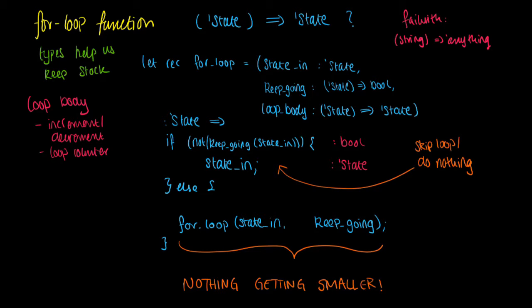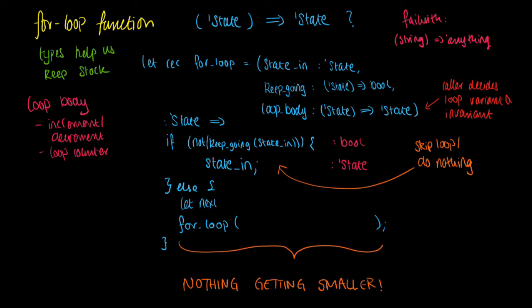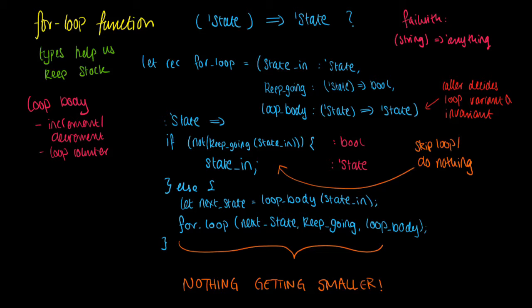It's up to the caller to ensure that the function loop body preserves the loop invariant and also make the loop variant smaller between state in and loop body of state in. So then we have let for loop of state in of type state, keep going of type state to bool, and loop body of type state to state, all returns a state, goes to if not of keep going of state in, then we have state in, otherwise let next state equals to loop body of state in, and then we for loop again with for loop of next state, keep going, and loop body.